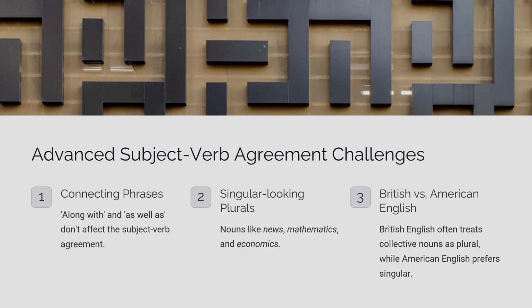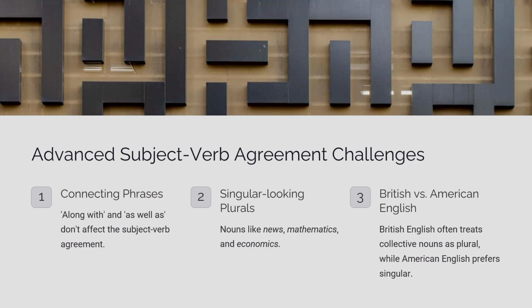Now let's look at subjects that seem plural but are actually singular in meaning, right? So for instance, words like news, mathematics, and economics may look plural, but they are considered singular nouns in English. So we'd say the news is shocking, using the singular verb is because news is a singular noun despite it ending with an S. Lastly, let's touch on collective nouns and the differences between British and American English.